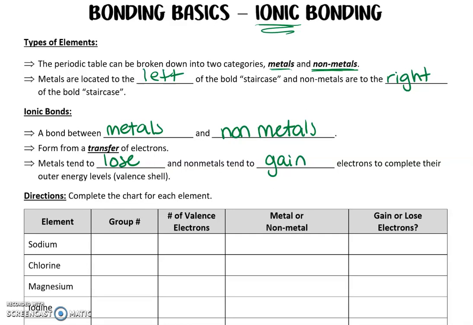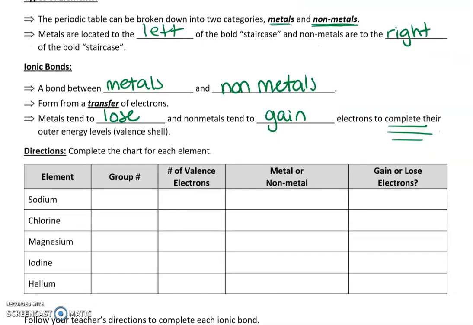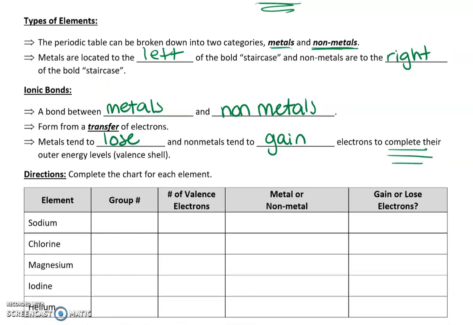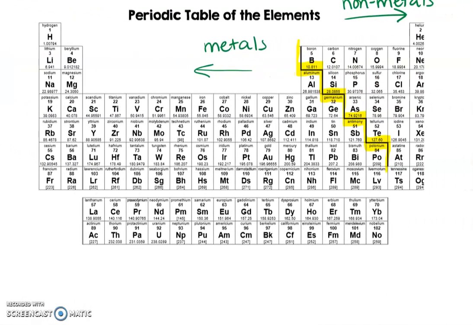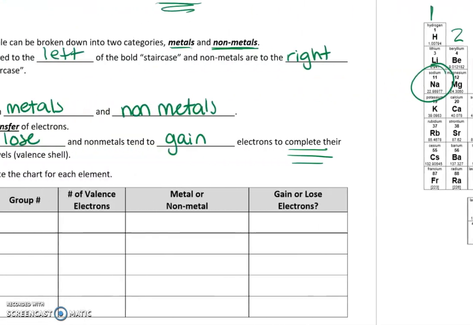Their goal is to complete their outer energy levels and have a full valence shell. For most elements, they want 8 valence electrons. So if we look at sodium and find sodium on our periodic table, sodium is over here in group 1. We label our group numbers again. Okay, group 1 has sodium.